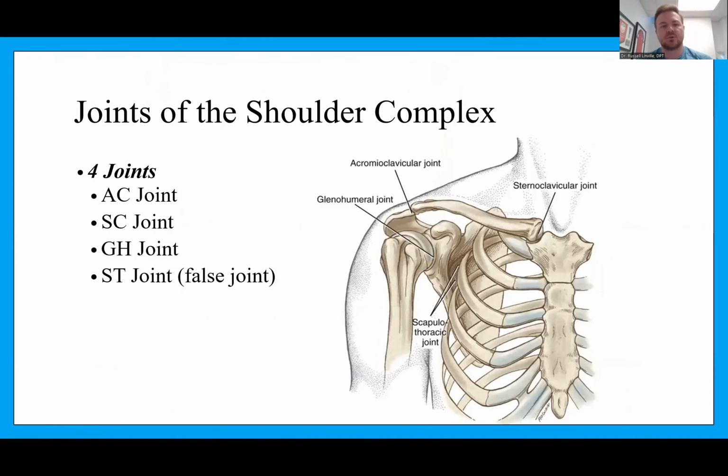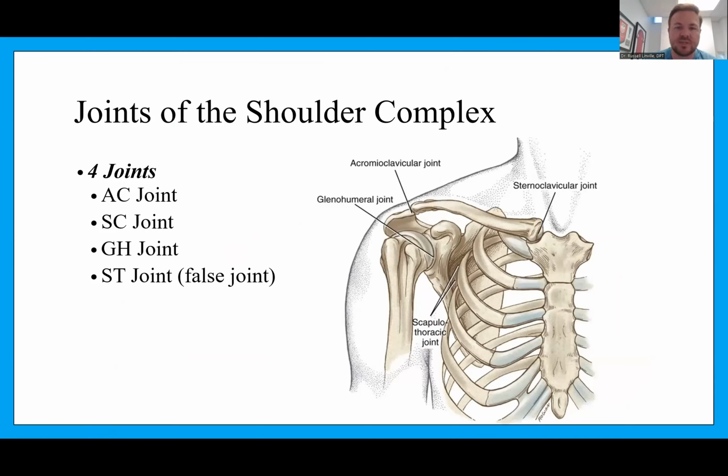So what are the joints of the shoulder? You have four main joints of the shoulder complex. You have the AC joint, the SC joint, the GH joint, which we talked about previously, the glenohumeral joint, and then you have what's called the scapulothoracic joint.